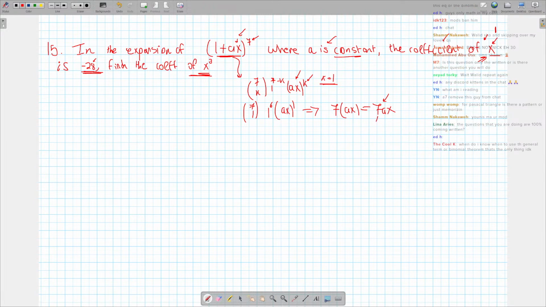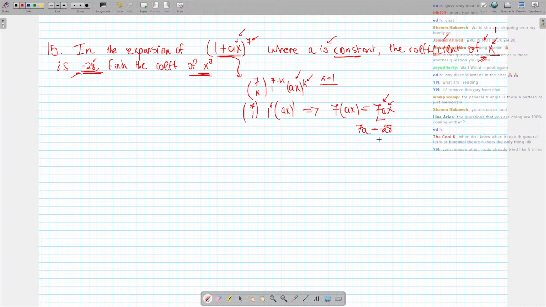But we know the coefficient is supposed to be negative 28. My coefficient here is 7a, but the coefficient they gave us is negative 28. So 7a is negative 28. Can I find a? It's going to be negative 4, right? If a is negative 4, now can I find the coefficient of x cubed?